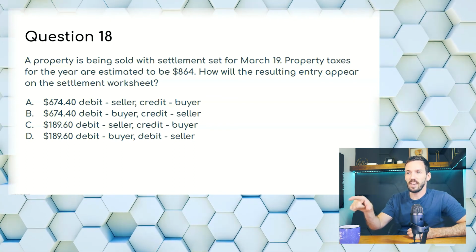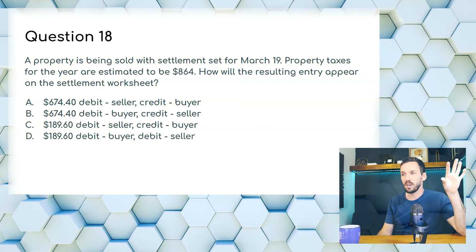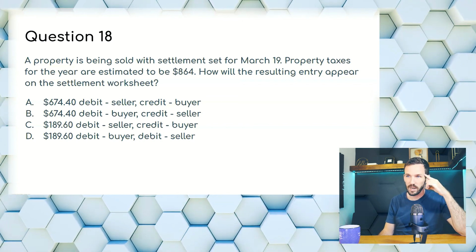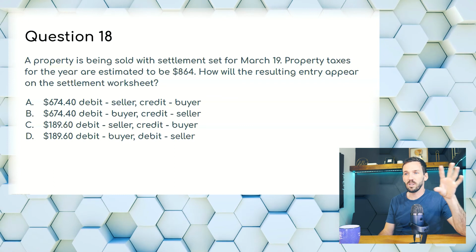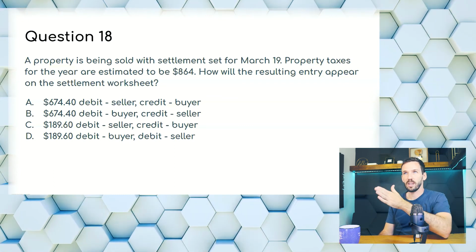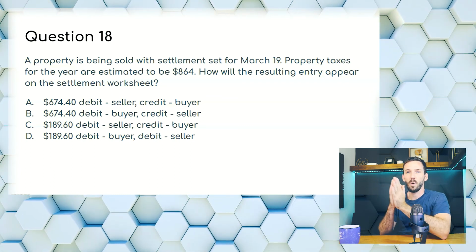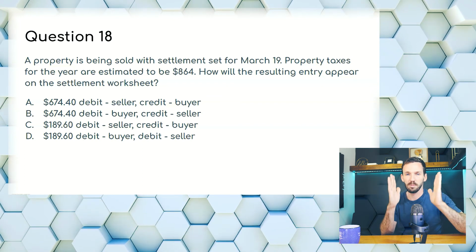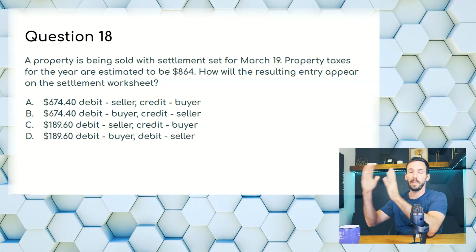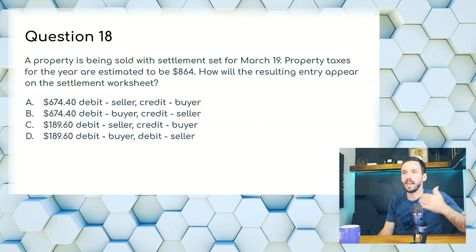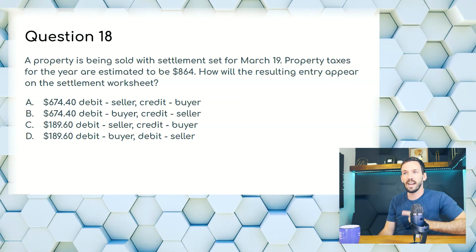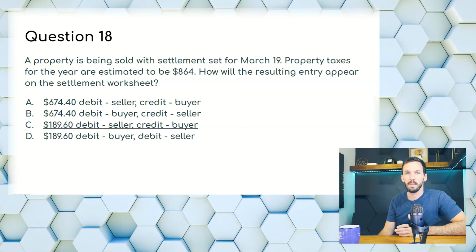So it's very early in the year here, so the debit to the seller will be low. That's just one way to already think about this. Without even doing the math here, you can already think early in the year the seller only owned the place for a short period of time, so their taxes are going to be lower because the buyer now owns it for the rest of the year. So yeah, the answer here is C, $189 debit the seller and you credit the buyer with that.